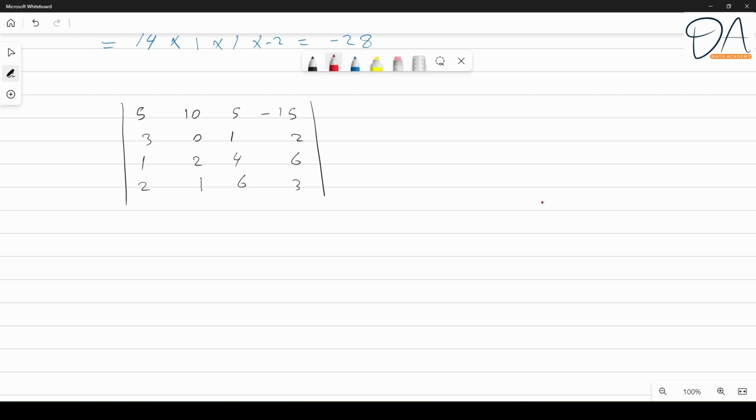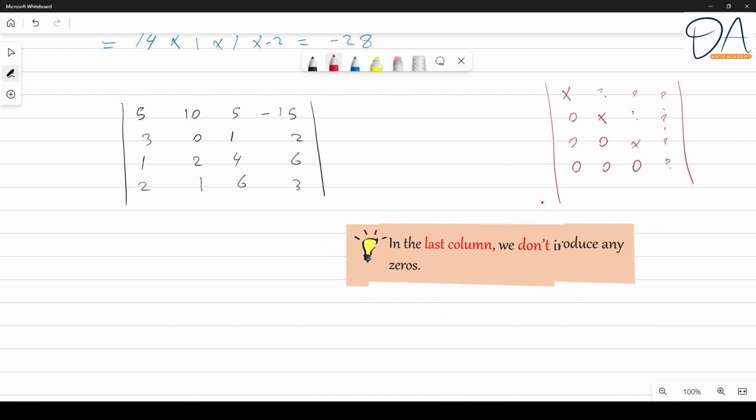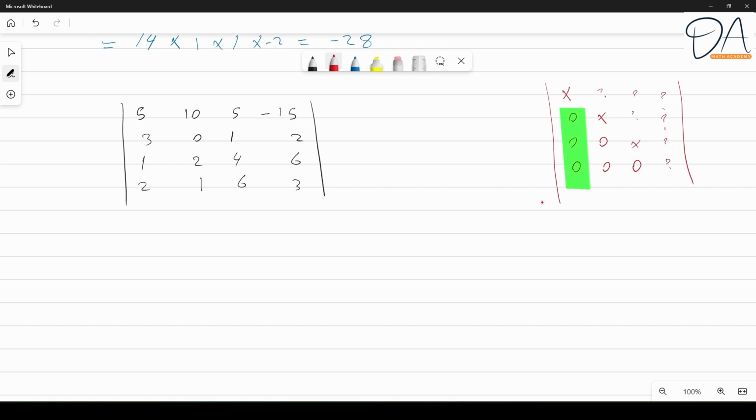What you want to get is, in the first column, you have some element and below it 3 zeros. In the second column, you'll have something, then another element, and the last 2 elements should be 0. In the third column, you'll have 3 elements and the last one is 0. In the last column, we don't care what the elements are. We don't really need to introduce any zeros. So we're trying to introduce 3 zeros in the first column, 2 zeros in the second, and 1 zero in the third.